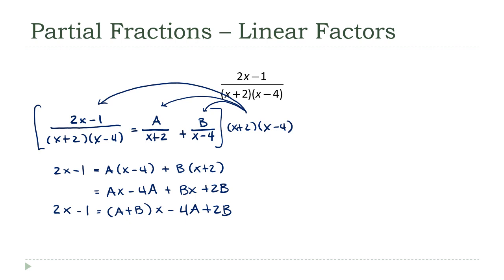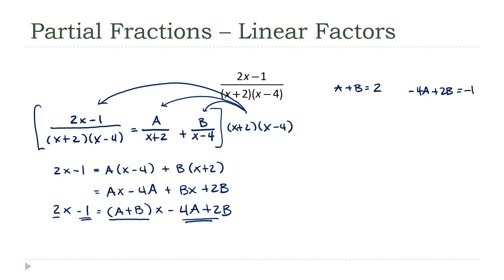Now, I've got a polynomial on each side of this equation. For two polynomials to be equal, their coefficients have to be equal, specifically the coefficients of their individual terms. So the coefficients of the x terms have to be equal, and the constant terms have to be equal. Setting the x term coefficients equal, I get A plus B equals 2. And doing it with the constant terms, I get negative 4A plus 2B equals negative 1.